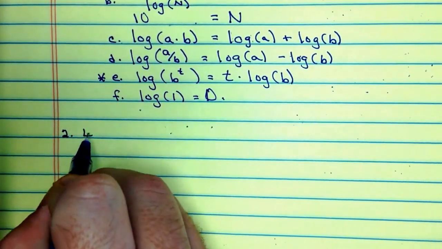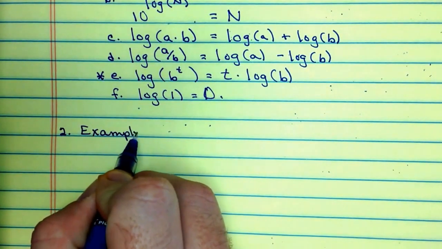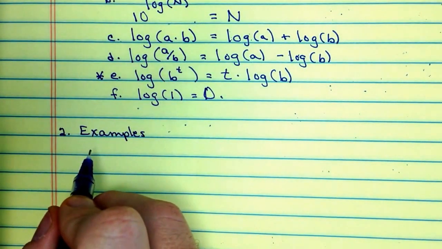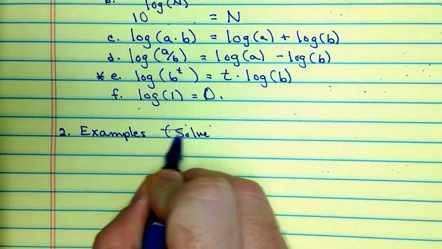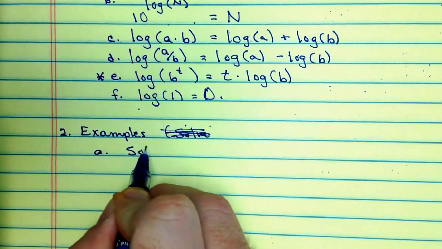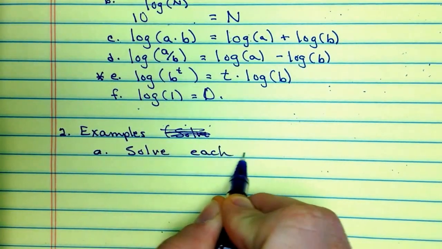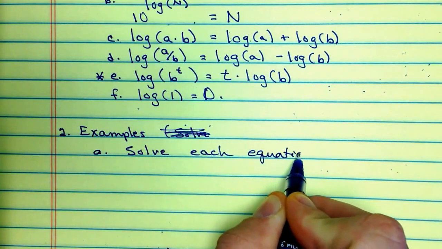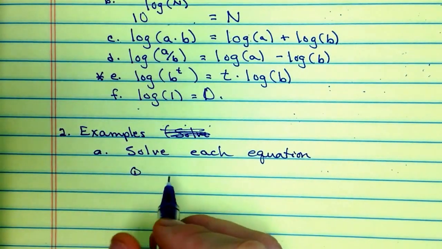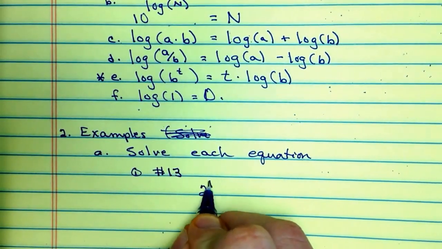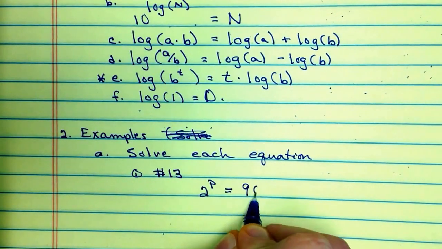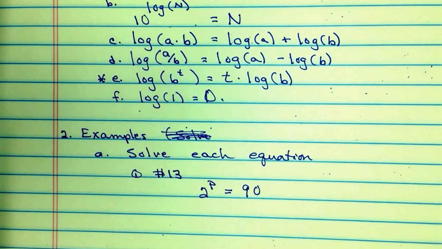Alright, so big 2, some examples. And we want to solve each. Little a, solve each equation. Alright, the first one we'll solve is number 13 out of the text. This one says 2 raised to the p equals 90. Okay, well when you're solving these, you basically want to get the variable term by itself.